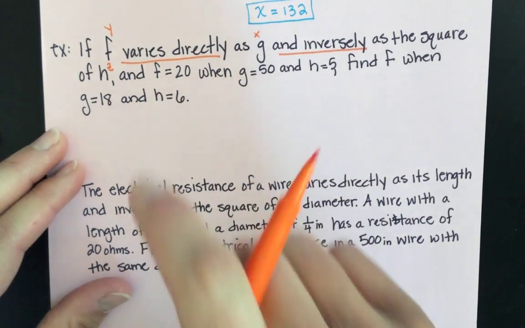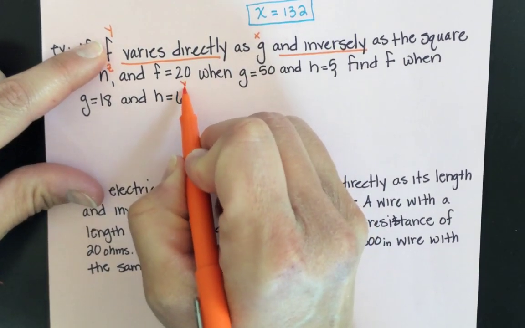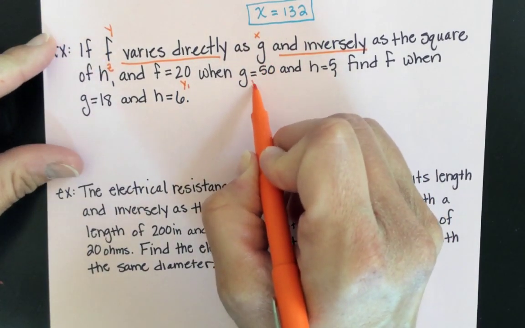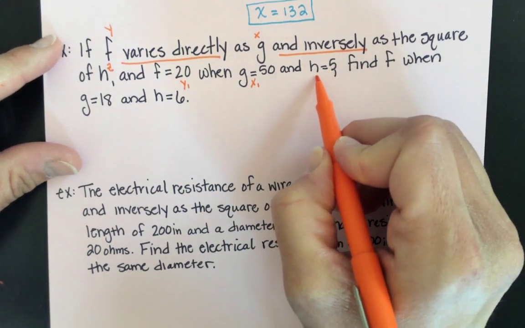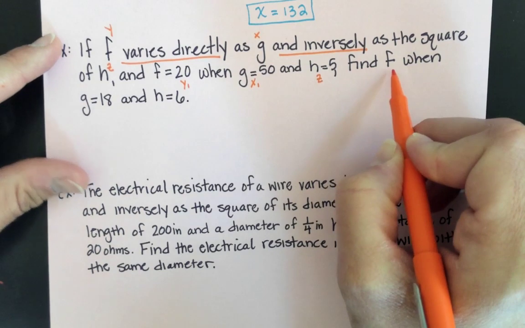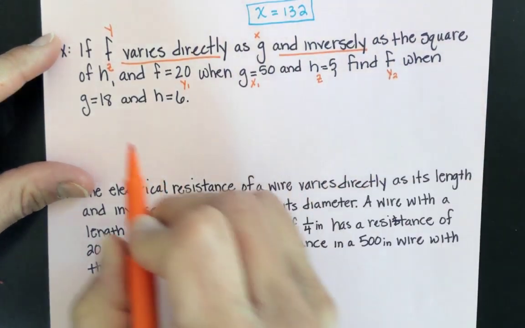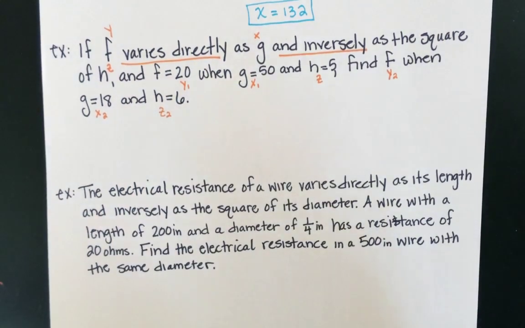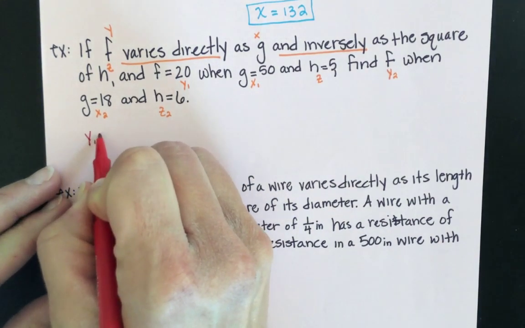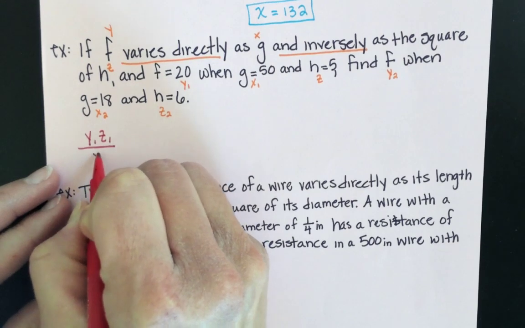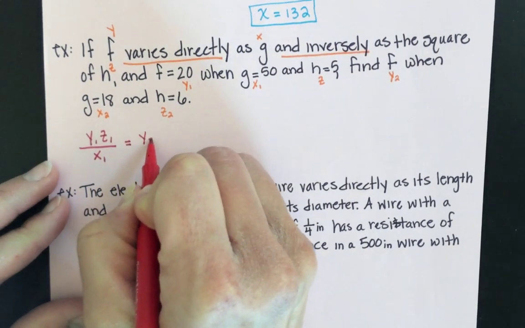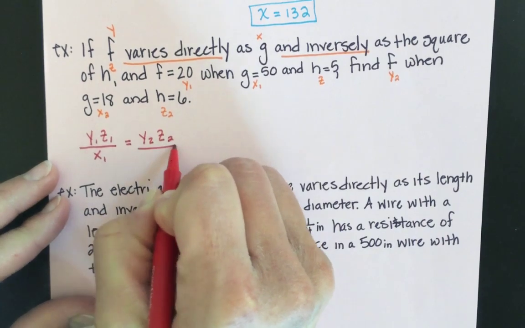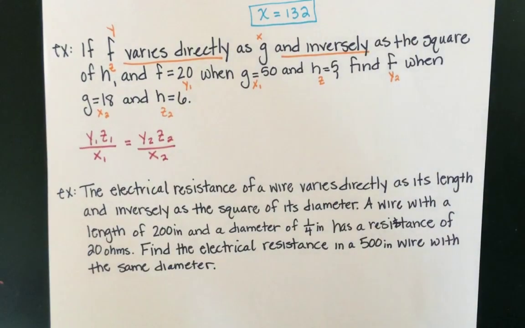Still in the hypothesis. We said f was y, so here's y1, g was x, x1, h was z, z1. Here's the word find, so y2, x2, z2. Again, still a pretty quick process because at this point the hard part's done. And there's our formula just to keep everything straight.